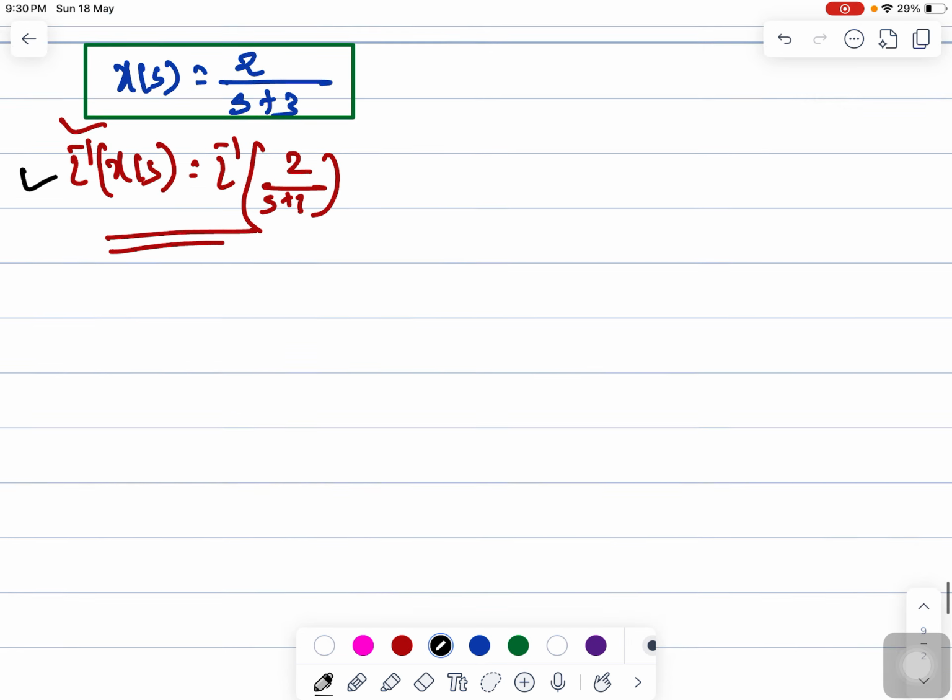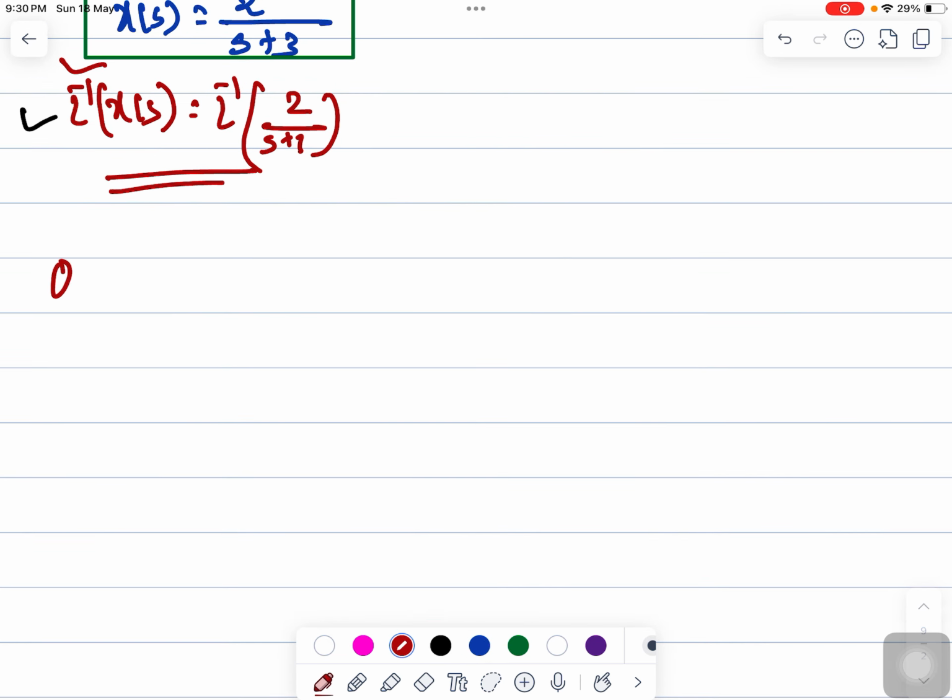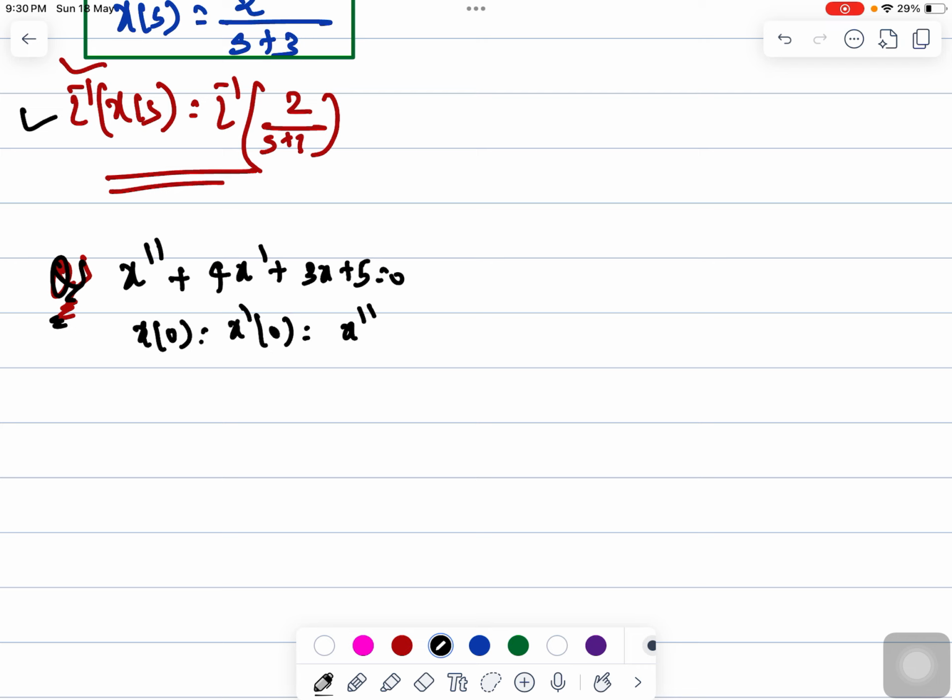Similarly, I am writing one question here. I won't be solving it, but these questions can be helpful if you solve them at home. Let's say you have a question like x double dash plus 4x dash plus 3x plus 5 equals 0, and you have the boundary conditions x(0) equals x dash (0) equals x double dash (0) equals 0. This is a second order ordinary differential equation, and with the help of Laplace transform you can calculate it. Is that clear? Lots of these problems are there, and you are supposed to solve this kind of problem in your examination, and definitely you will get it. I hope this is clear to all of you.